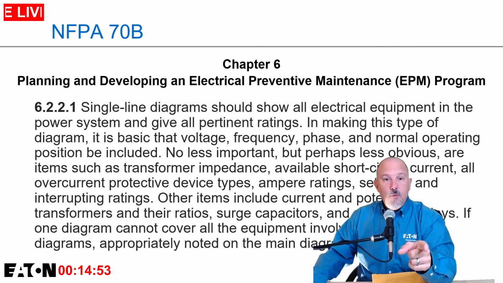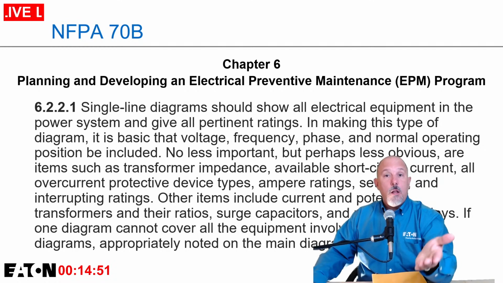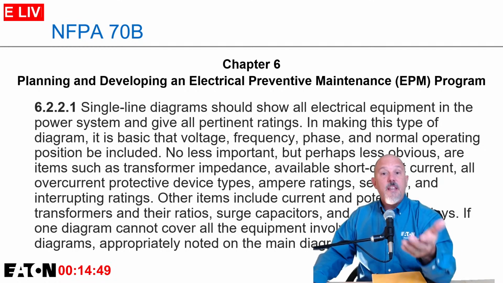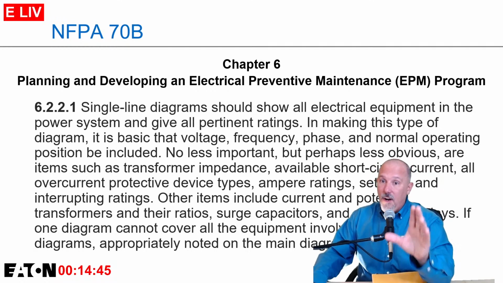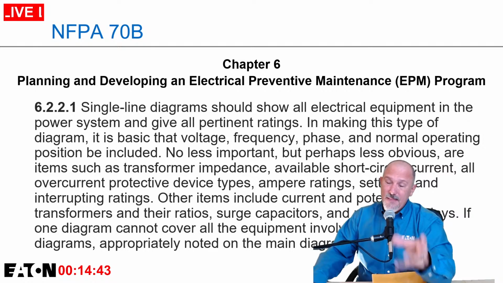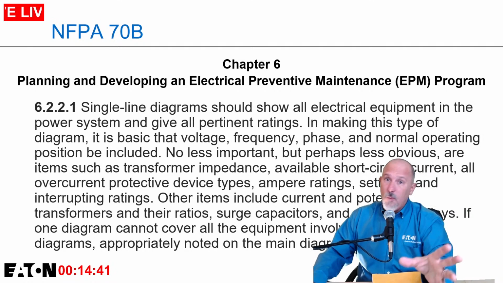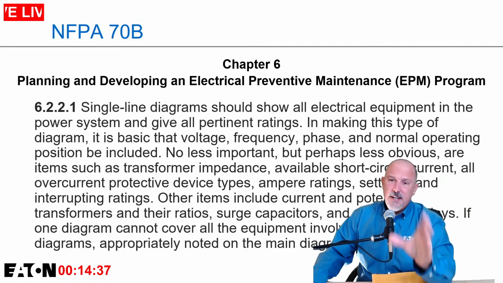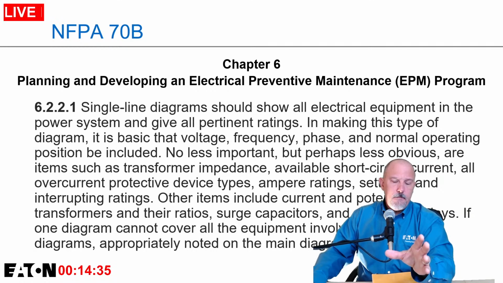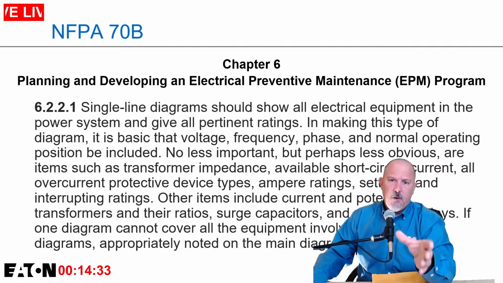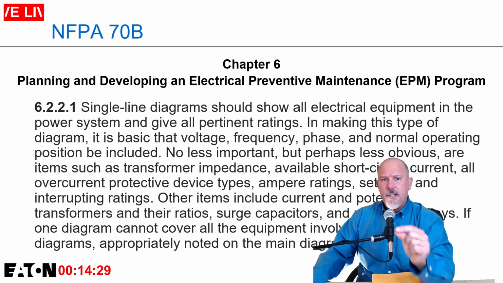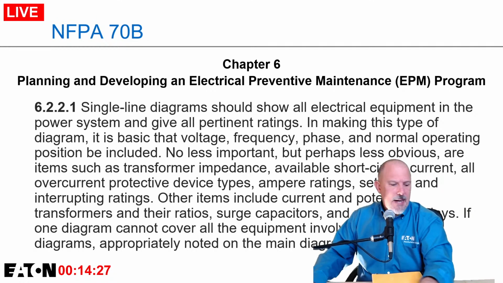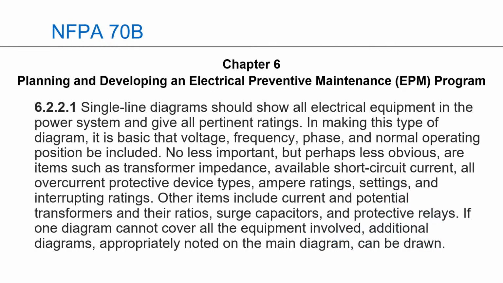Here's 6.2.2.1. The single line diagram should show all electrical equipment in the power system and give all pertinent ratings. That's pretty comprehensive. We don't put all electrical equipment. We are selective. Your one-line diagram would be unreadable at that point. So you've got to think about how much information, but you've got to have the right information. There's some guidance here that's provided.